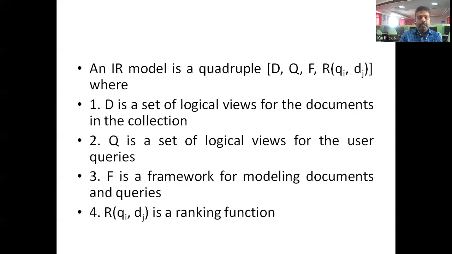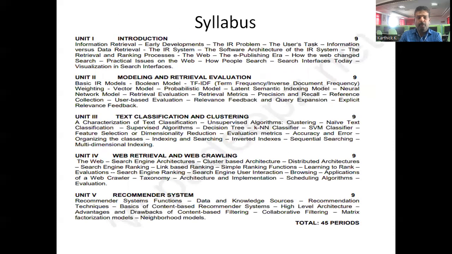So in the second unit, there are different types of models. So we have seen about basic IR models and Boolean models. Okay, thank you.